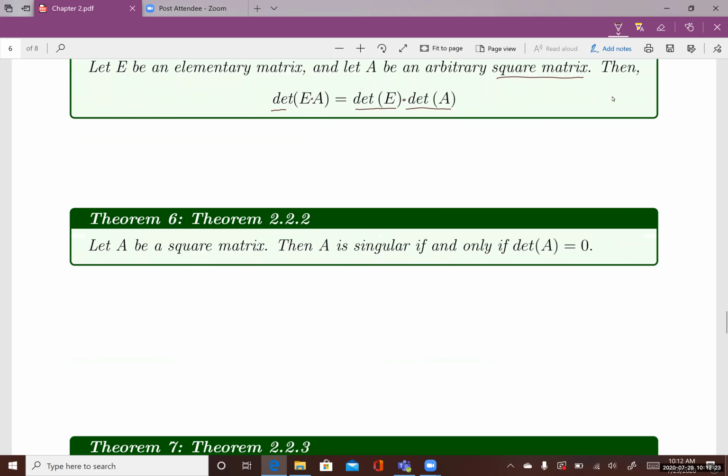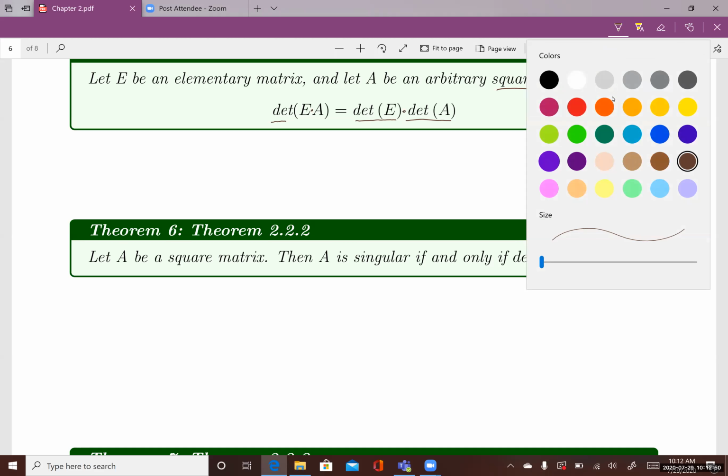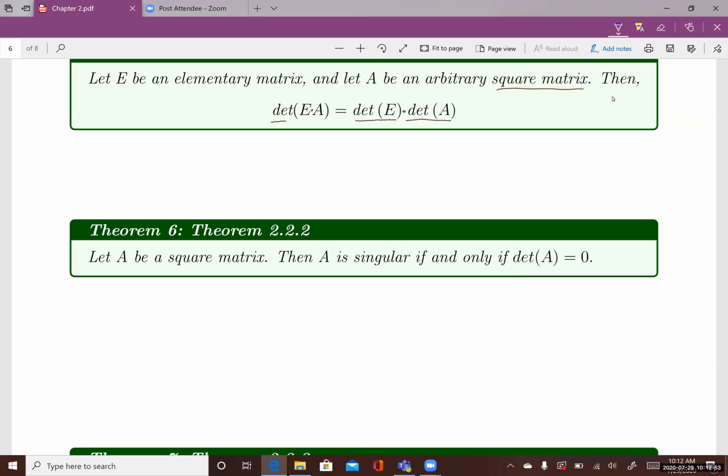And then the next theorem is, if A is a square matrix, then A is singular if and only if the determinant of A equals 0. So in this theorem, we learn how to figure out whether a square matrix is singular or non-singular when we can determine the determinant of A. So let's try to prove this.